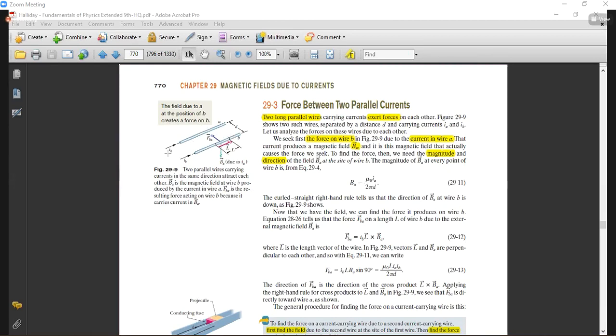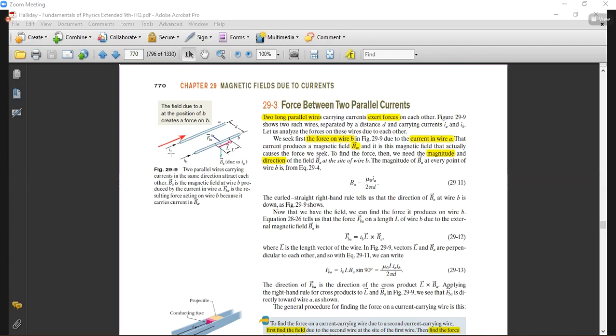First of all, we will start with the wire A. So this is the wire A. What would be the direction of the magnetic field on the right side of the wire? क्या होगी direction? What do you think? Into the paper or out of the paper? Into the paper. कैसे?